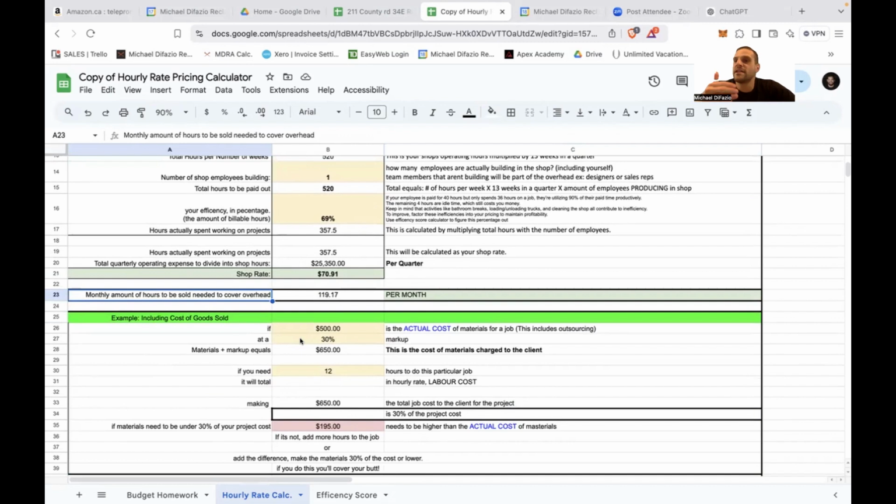Okay, so here's an example of something. This is not how to price projects. This is just for your hourly rate. So the monthly amount of hours to be sold needed to cover overhead is 119 per month. So you need to sell 119 hours per month to make sure that you are covering this. If you sell 4 projects at 30 hours each, you will cover all of this and you will create a profit if you stick to this. But you have to stick to your hourly rate.